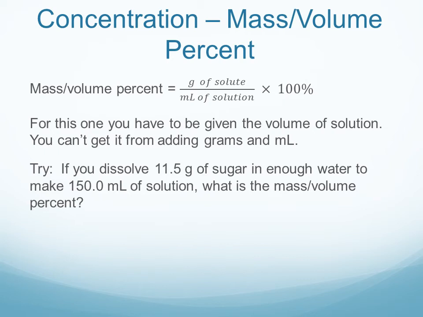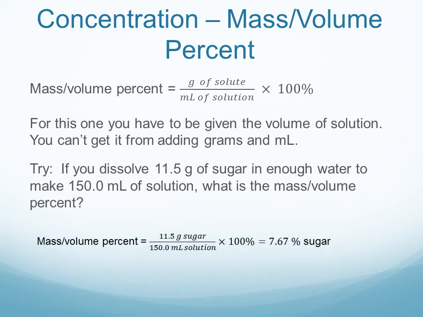If you dissolve 11.5 grams of sugar in enough water to make altogether 150 milliliters of solution, what would be the mass to volume percent? We would just plug those numbers in. 11.5 grams of sugar divided by the 150 milliliters of solution times 100% is a 7.67% mass to volume percent solution of sugar.